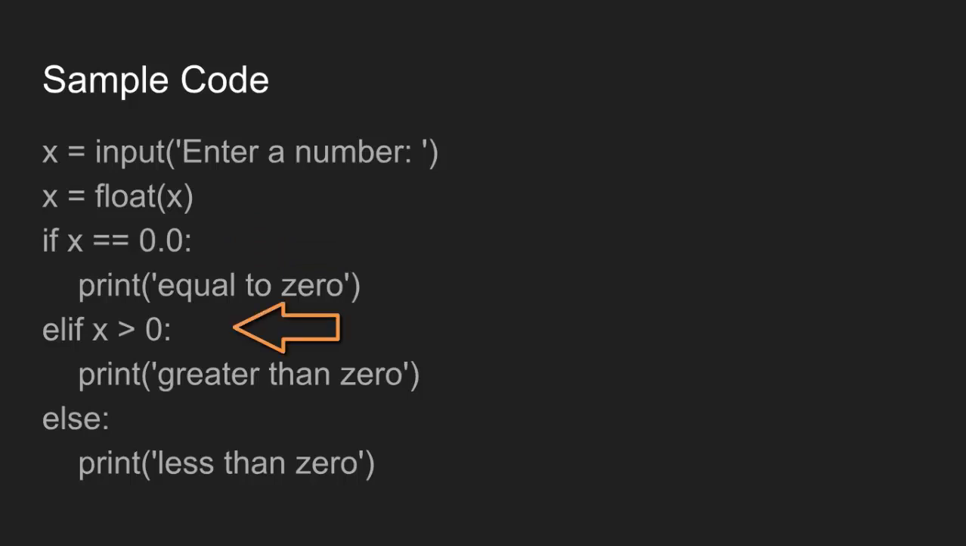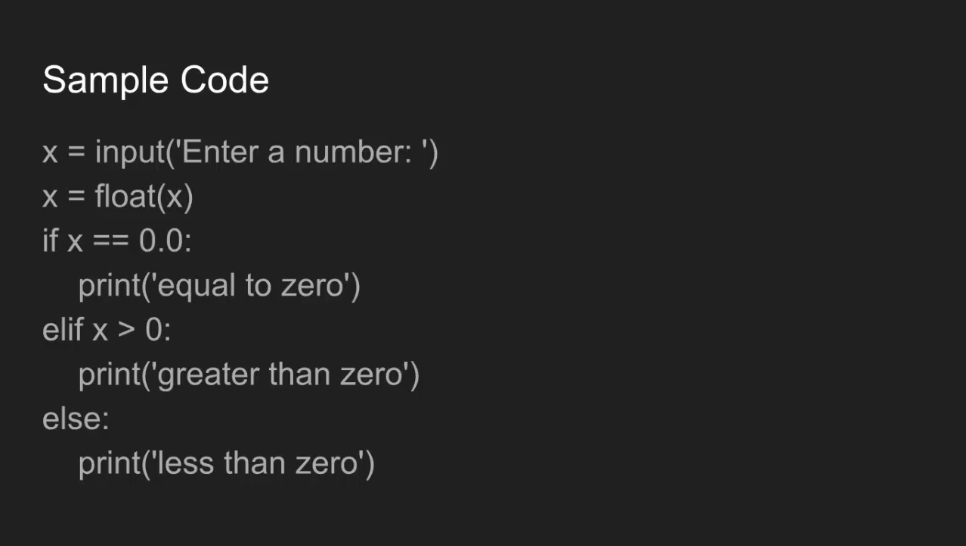Else if x is greater than 0, then we're going to print greater than 0. Else, we can only have one else, or we can have 0, and it's optional. We can print x, or the number is less than 0. So here we have an if, else if, and else statement. We were required to have the if statement. The else if is optional, and the else is optional as well.